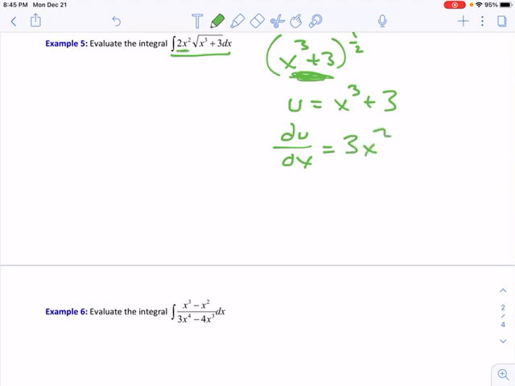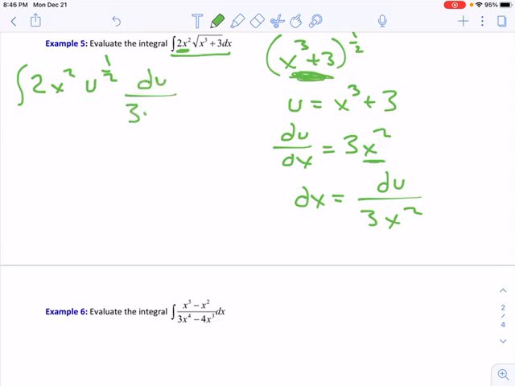can see that we have a 2x squared here, so that's working out, right? Again, don't worry that the constants aren't the same as long as the variable of your derivative is out here. All right, so we have, well, I didn't solve for dx yet. So dx is equal to du divided by 3x squared. All right, so we have the integral of 2x squared times u to the 1/2 times du over 3x squared.